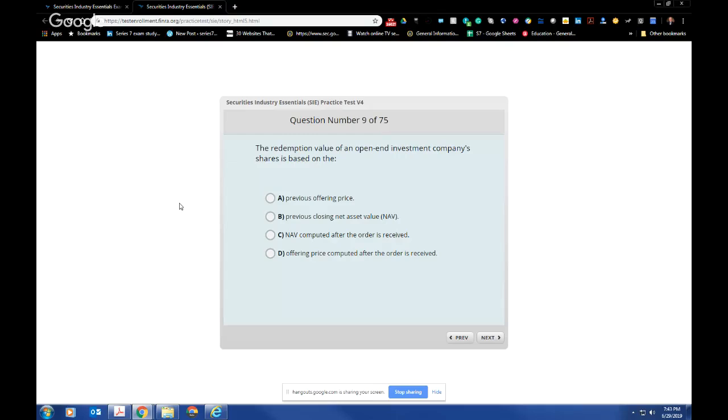Previous closing NAV? No. NAV computed after the order is received? Boom, that's going to be the answer. Offering price computed? No. So it's basically the NAV.